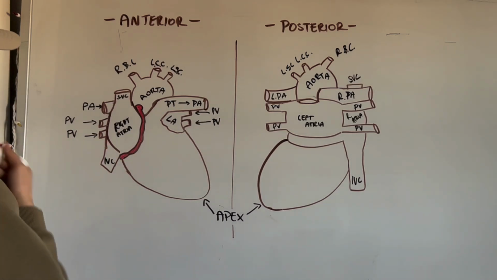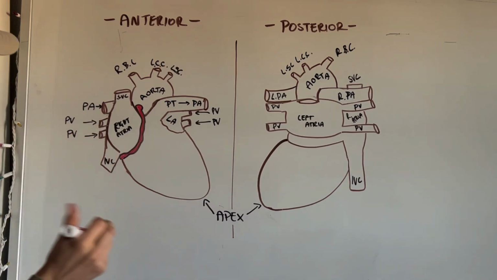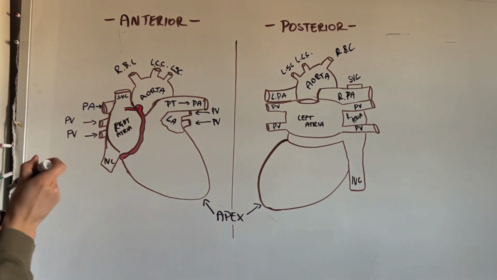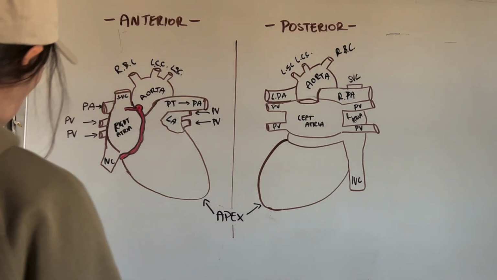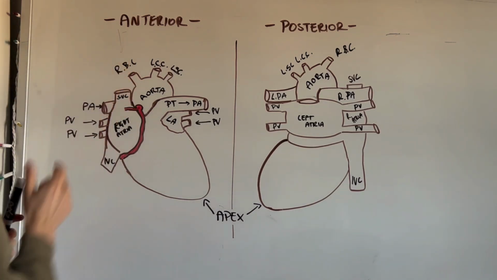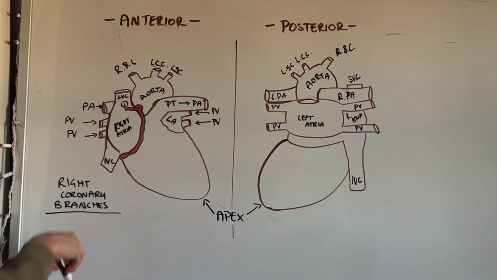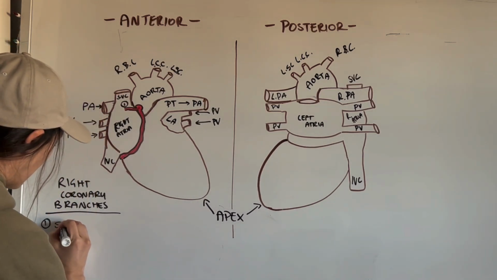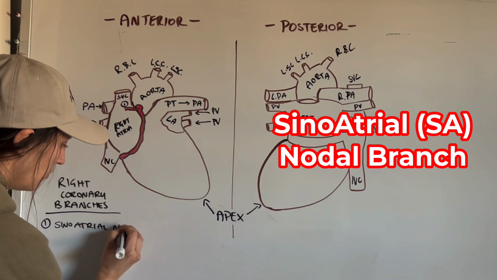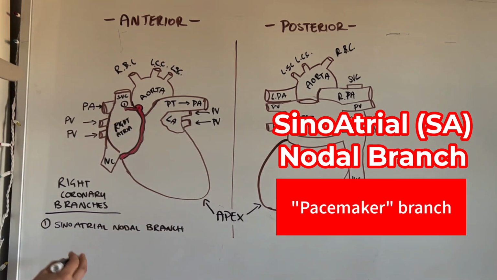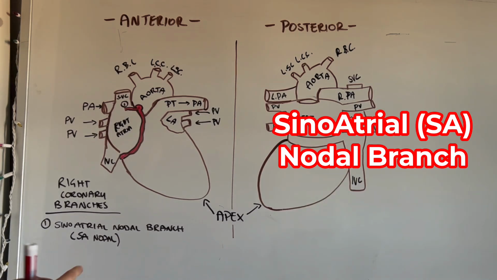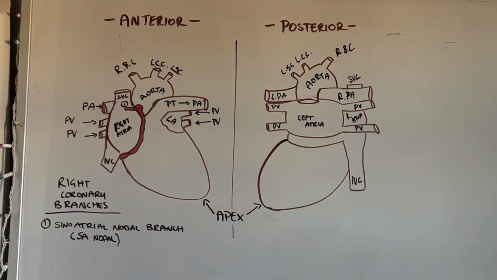So the right coronary artery, the very first branch, it's not very big, but it's very important and sometimes shows up on lecture exams because of its importance. The first branch, and I will put a 1, we'll make a list down here. The first branch of our right coronary artery is the sinoatrial nodal branch. You can shorthand that to SA nodal branch. So the very, very first branch of our right coronary artery is the sinoatrial nodal branch.